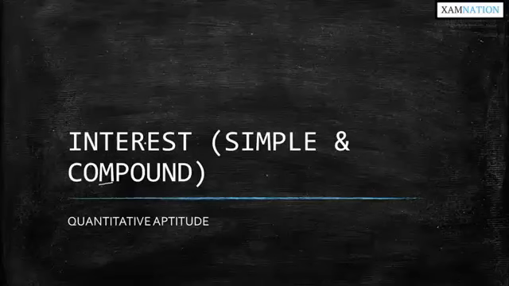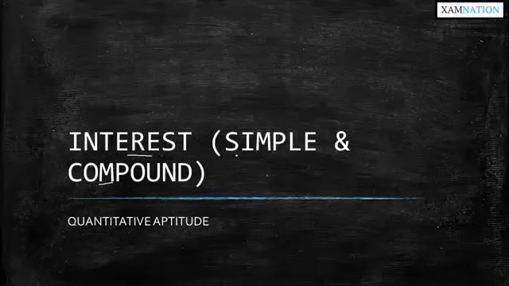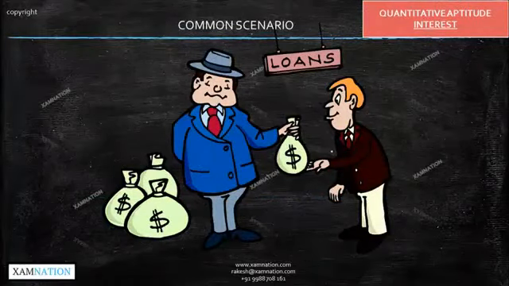Yeah, hello friends. So we are going to take another important chapter of quantitative aptitude. This chapter is called interest, and basically it is divided into two parts: simple interest and compound interest. Let's see some of the common scenarios where we hear the term interest in our day-to-day life.